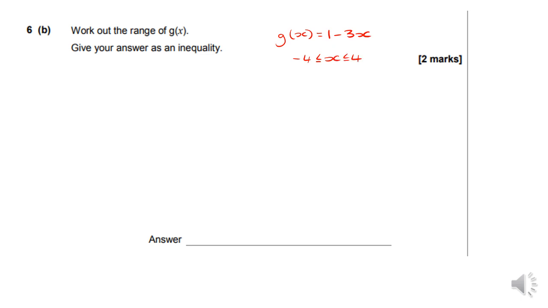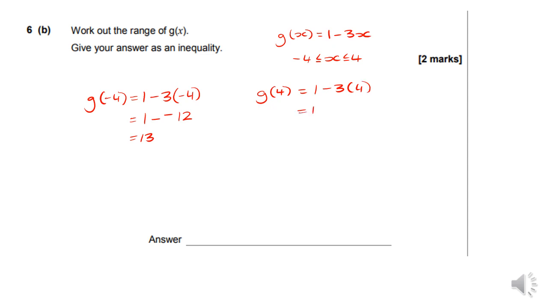So ultimately, it just wants you to figure out the range of values that g can take. So let's use the minimum value of x, that is -4. So g of -4 would be equal to 1 take away 3 lots of -4. And that's 1 take away -12, which is 13. Then if we work out g of +4, it's going to be 1 take away 3 lots.